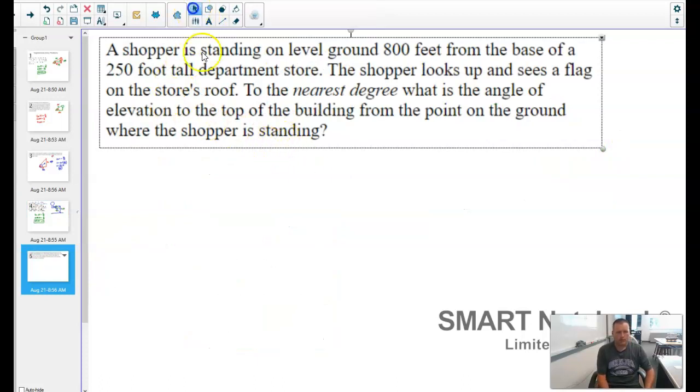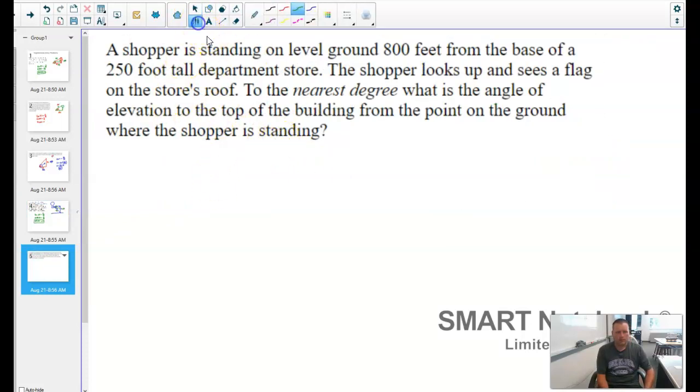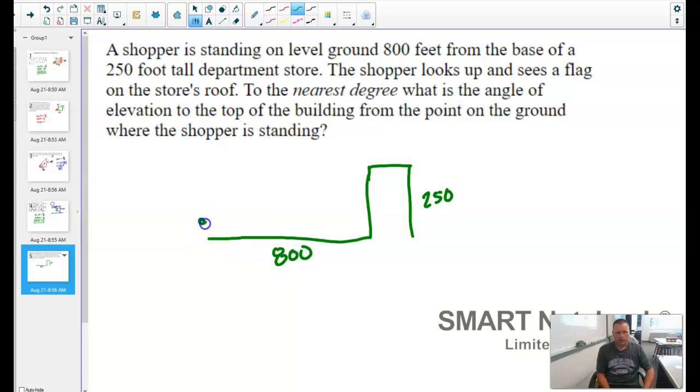So we've got a shopper standing on level ground, 800 feet away from the base of a 250-foot apartment building. So there's your 250-foot building, and we're 800 feet away. If we have this little dude here, and what's the nearest degree? What is the angle of elevation to the top? So we want to know this angle right here.